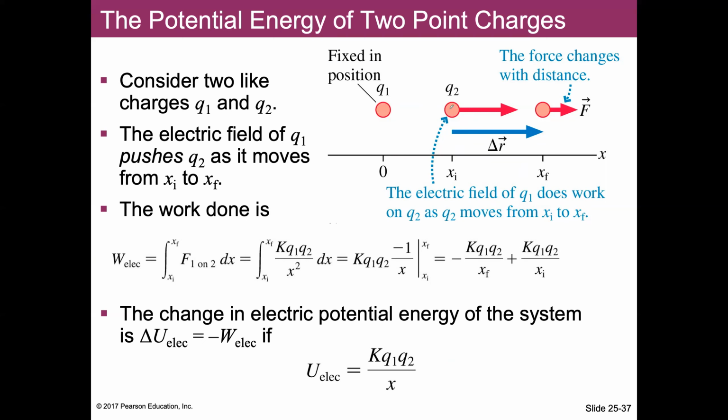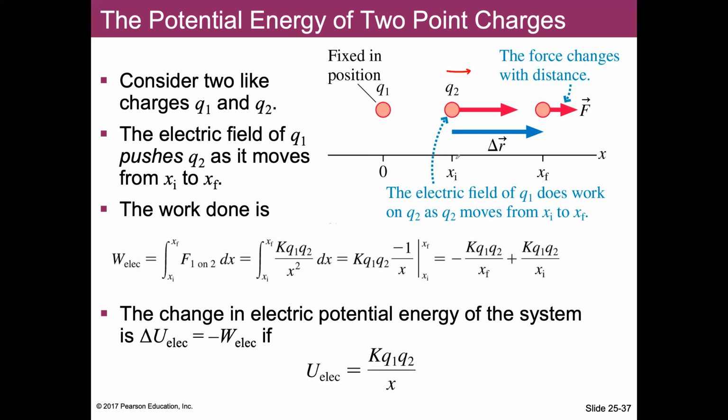So when Q2 moves from Xi, or initial, to X final, is the energy increased or decreased? The answer is decreased, because you have force in this direction and displacement is also in that direction. That means the work is a positive work. When a system is doing some positive work, then it's losing some energy. So the energy is decreasing.